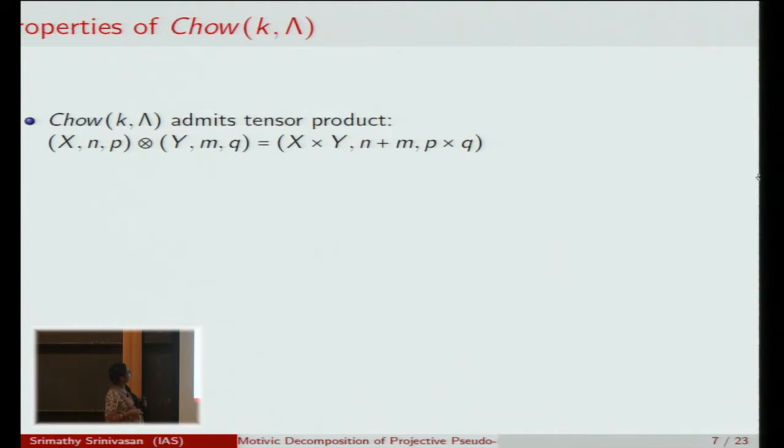Okay, so this is about the category, and let me also briefly recall some properties of this category. So we have a tensor product in this category. You can take two objects and then take the tensor product. It works this way.